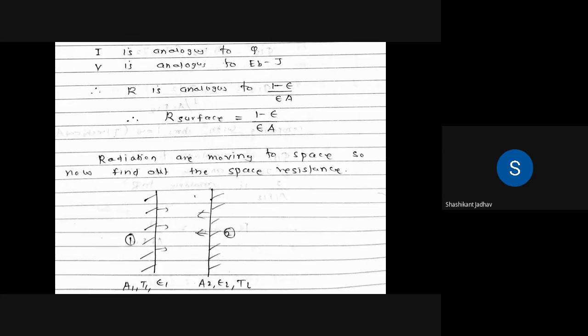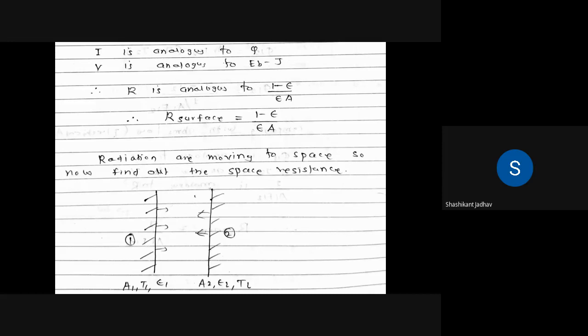Radiation are moving to space. So now we have to find out the space resistance. Radiation will also move through space, so we have to find out the space resistance. For that we have to consider that two plates are there. At the outer side of these two plates we have to put insulation, so only heat transfer takes place from the inside surface of the two plates.